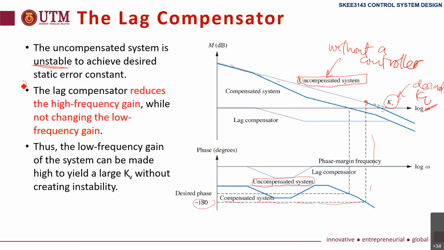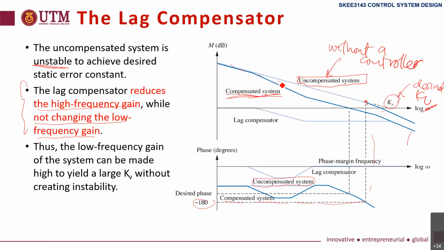Okay, this is the lag compensator. The lag compensator reduces the high frequency gain. High frequency means at this point, while maintaining or not changing the low frequency gain. So we have high frequency, we have low frequency. What we will do is we want to make the system stable. So we reduce. Now let's see the compensated system.